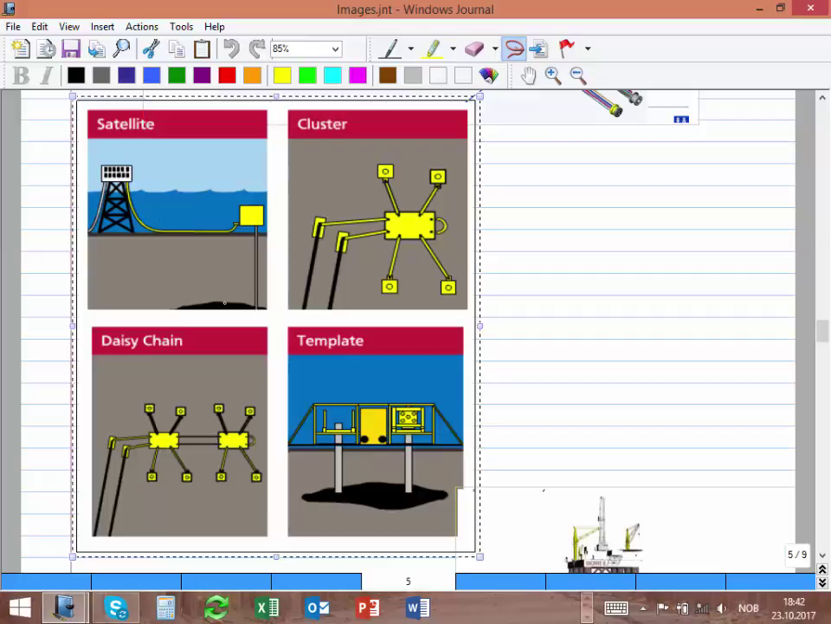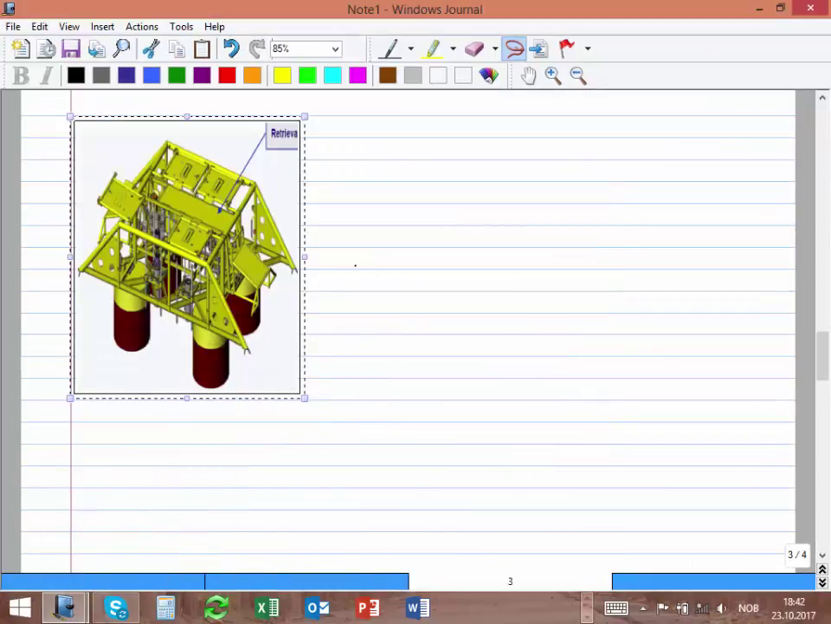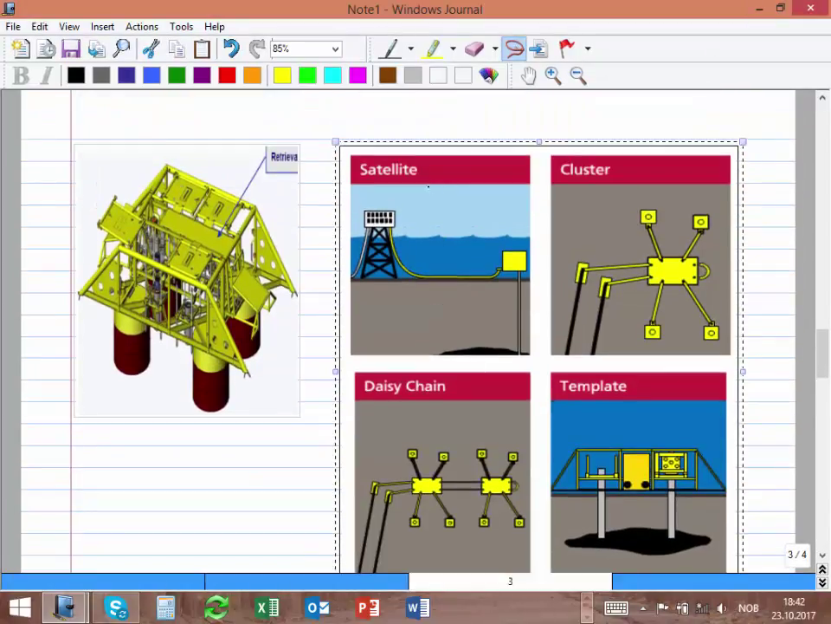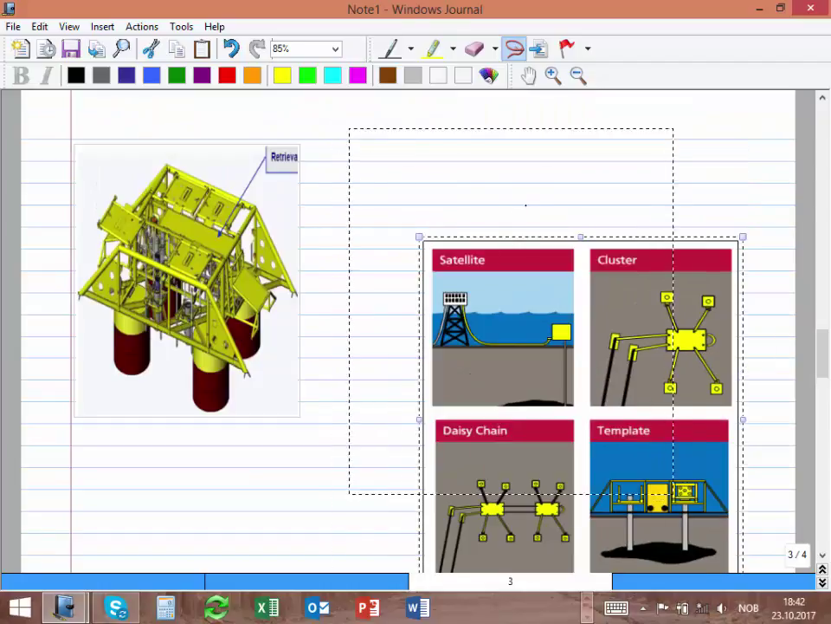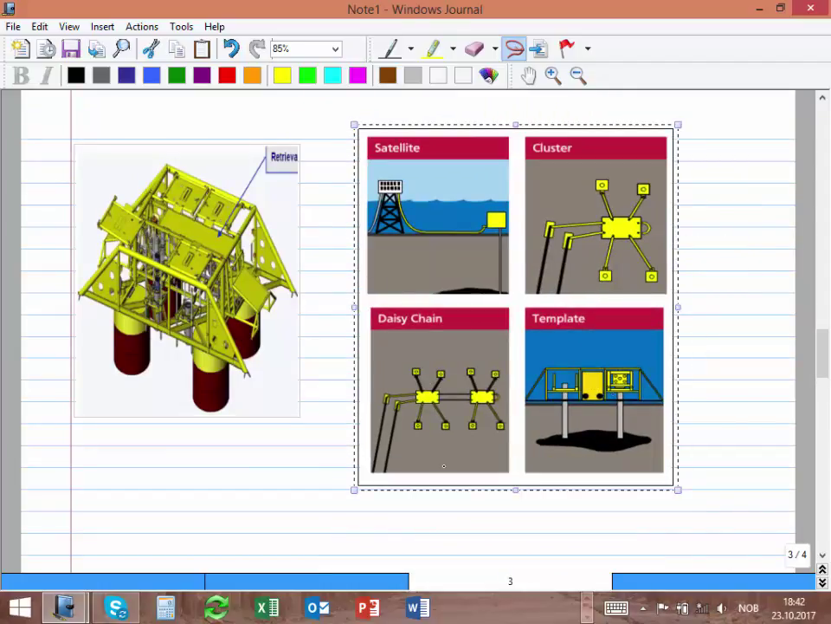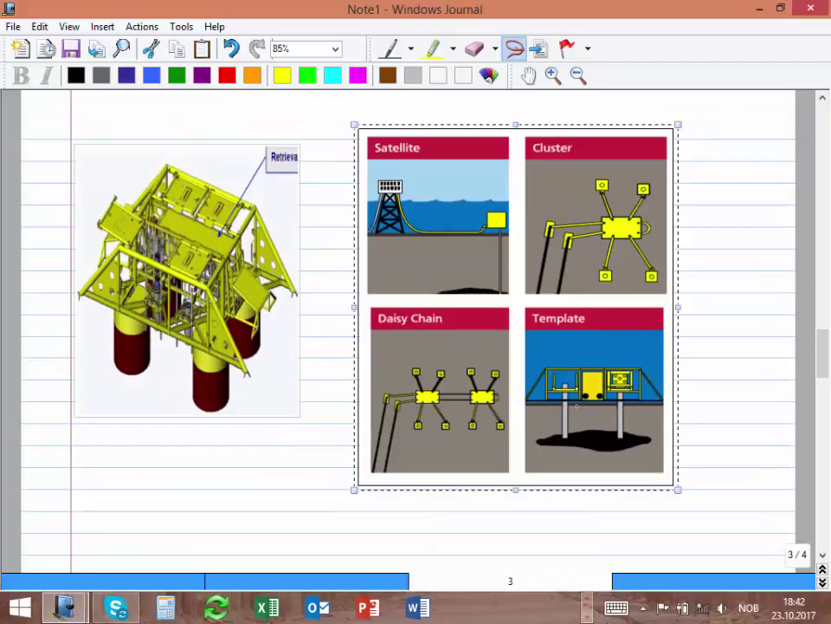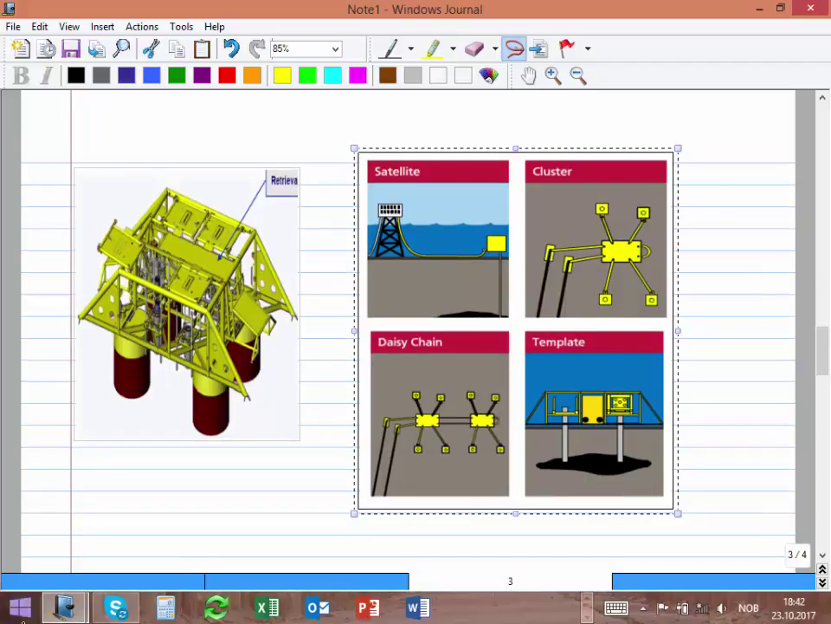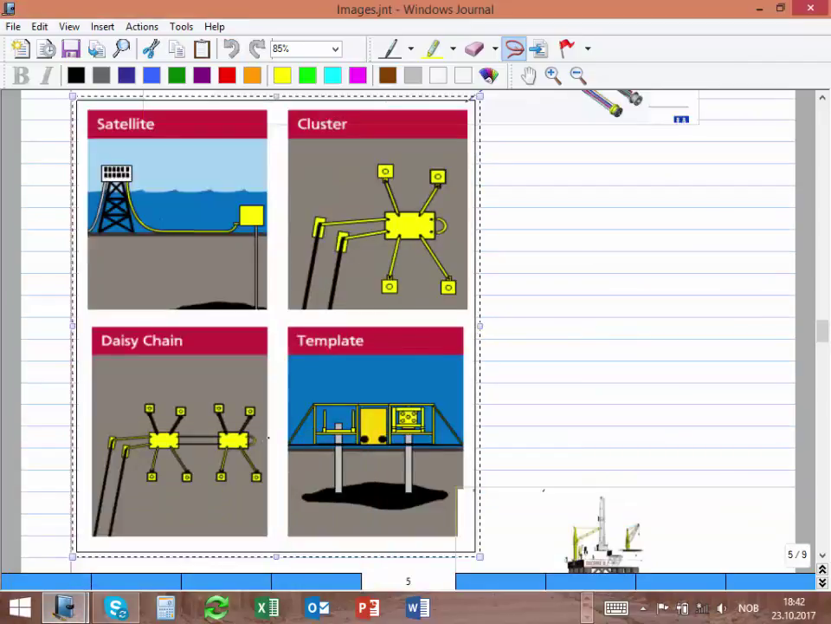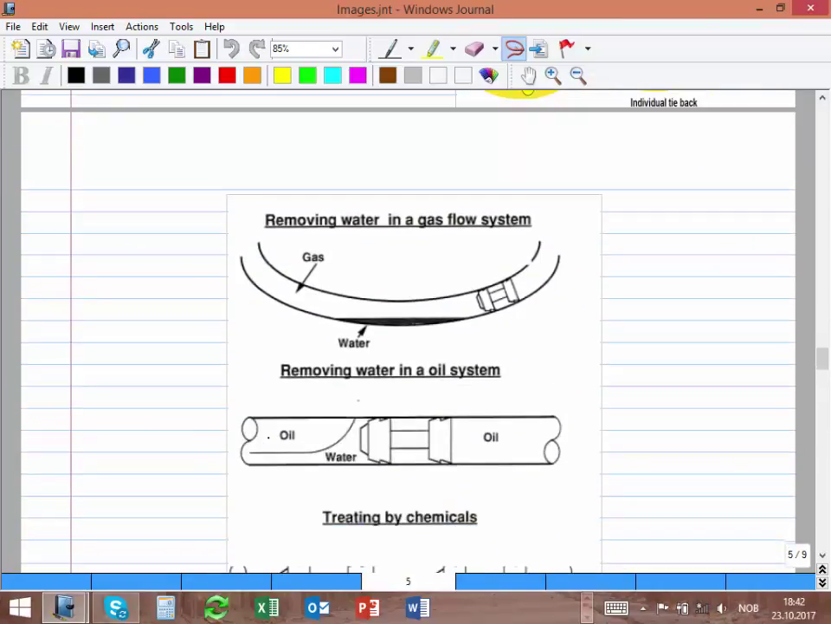So here you have some configurations, what I was explaining before. Satellite or template. The template, we drill the wells from the same structure, and satellite, we drill them outside, and then we merge them. You have to have some commingling unit that is going to commingle all the production from all wells.